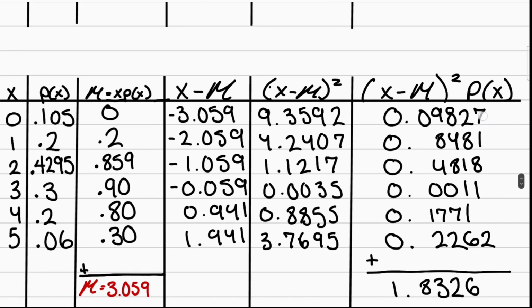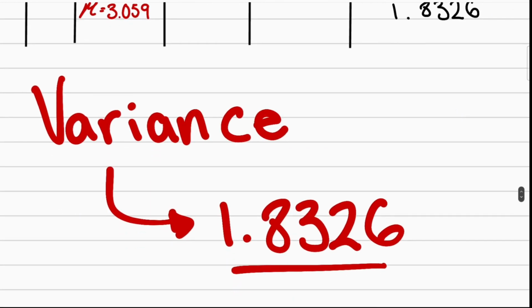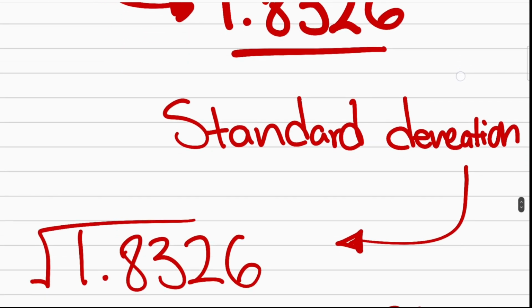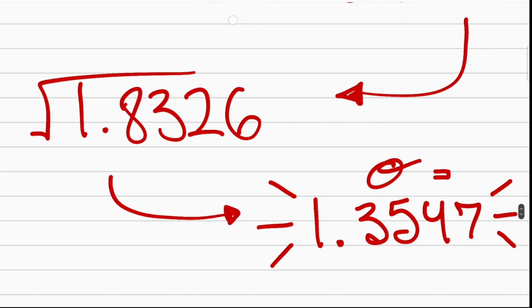All right, if you were able to figure that out, you would have gotten these values, which would result in the 1.8326 that we see here on the screen. So that alone is your variance. The variance is 1.8326. And the only missing piece to this equation is the square rooting. So to find the standard deviation, we just have to square root 1.8326 to get the standard deviation of 1.3547.